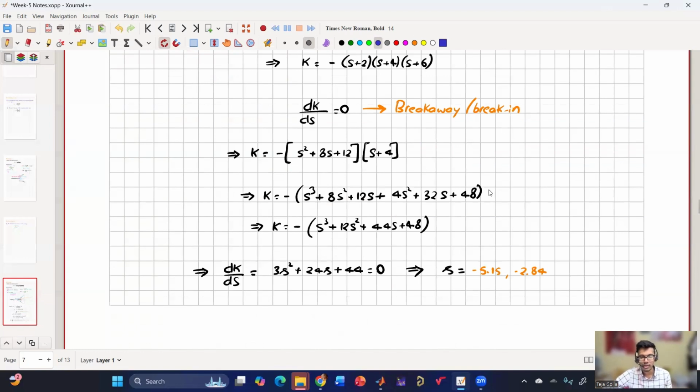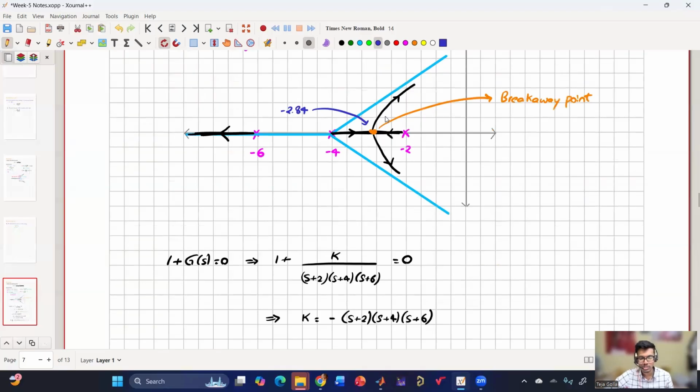So there can be valid points and invalid points, but depending upon the root locus, we found that this is my breakaway point. At -2.84, these two will hit and then move away, which means this pole will move slowly, this pole will move fast, because both will hit at the same gain. So this pole is moving faster, this pole is moving slower. Once they hit, they'll move at the same pace.